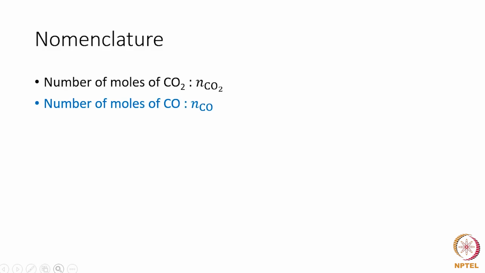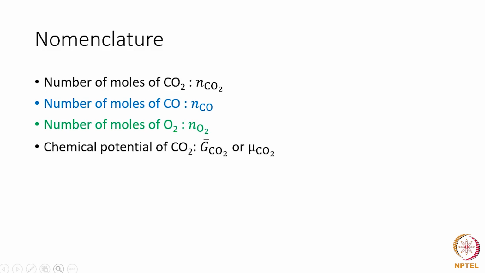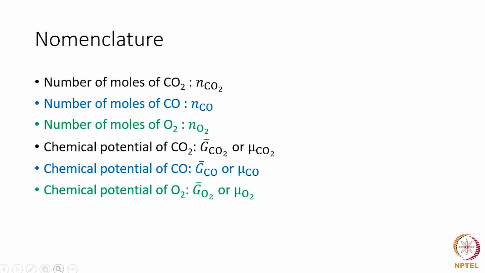The nomenclature that we are going to require during this derivation is as follows. The number of moles of carbon dioxide will be denoted by nCO2. Number of moles of carbon monoxide is going to be denoted by nCO. Number of moles of oxygen denoted by nO2. And the chemical potential of CO2 can be written either as G bar CO2 or mu CO2. The reason being that partial molar Gibbs energy is the same as chemical potential. Similarly, the chemical potential of carbon monoxide is denoted by G bar CO or mu CO, and the chemical potential of O2 denoted by G bar O2 or mu O2.